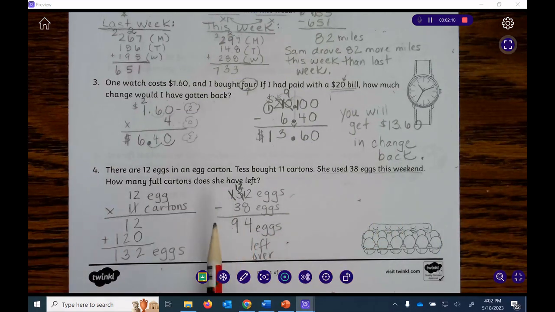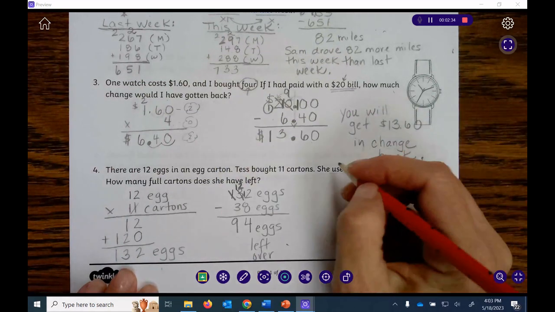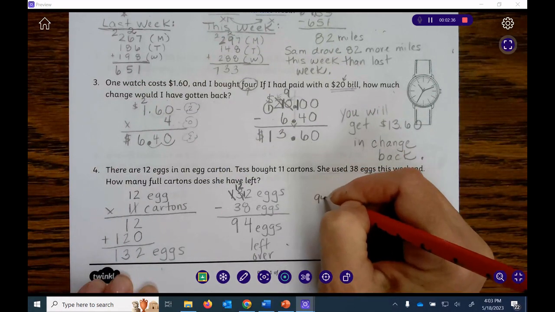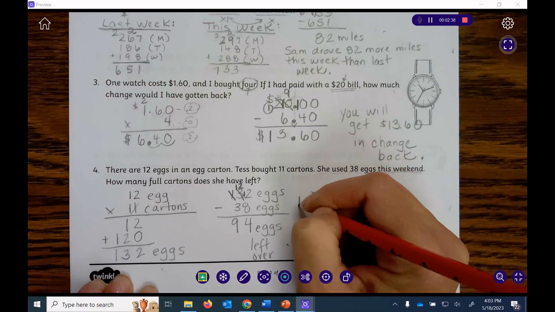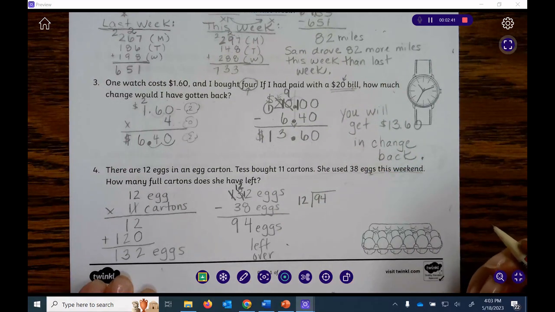Our question asks, how many full cartons does she have left? Well, we know that a carton needs to be full. In order for it to be full, it has to have 12 eggs in it. So we're going to see how many groups of 12 eggs we can make when we have 94 eggs. This is a division problem. So you're going to have 94, and we're going to see how many groups of 12. It means we're going to divide by 12.